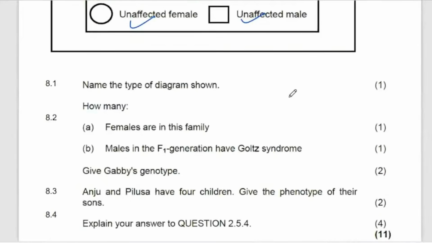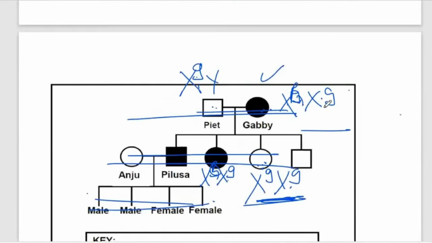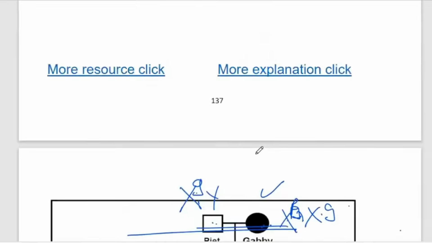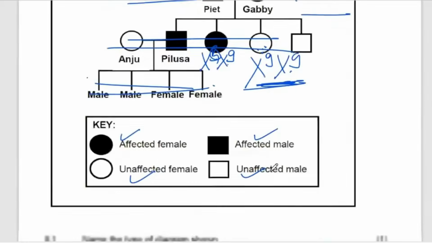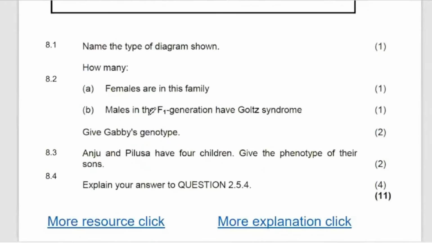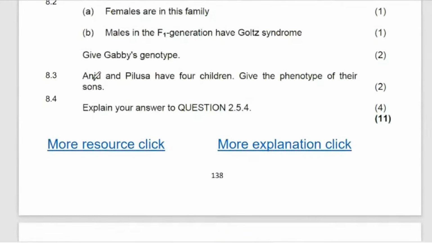And then they're saying, give the genotype of Gabi. We talked about it, because they produce a kid who is not sick. Guys, please take note of which one is caused by a dominant allele and which one is caused by a recessive allele. They will have to specify that it is caused by a dominant allele. Is it clear? Okay, we're done with that.